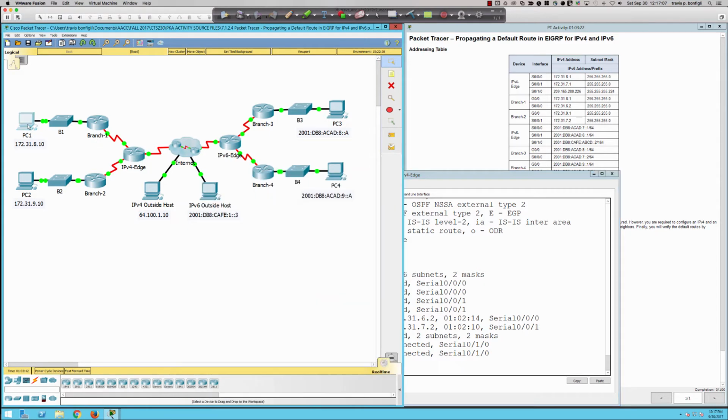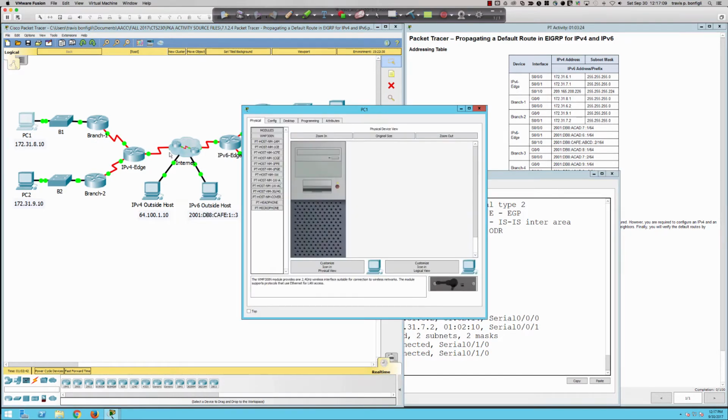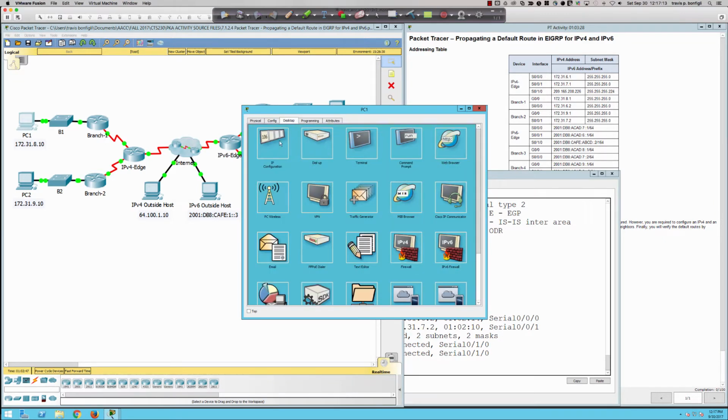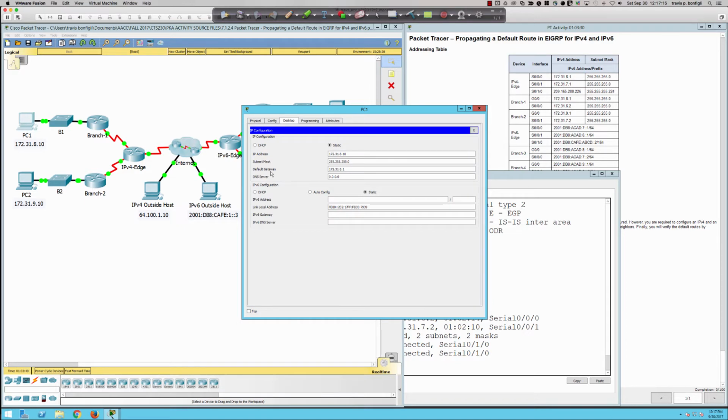Because if we look at the PC, let's walk through this logically here. If we look at the PC and we go to the desktop setup, and then we take a look at the IP configuration, what is the default gateway? It's the 172.31.8.1, right? Which is that interface on the branch 1 router.